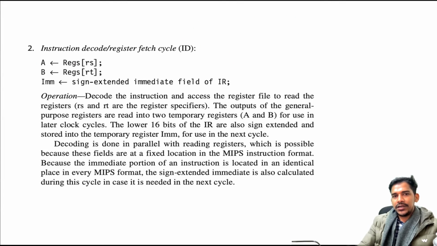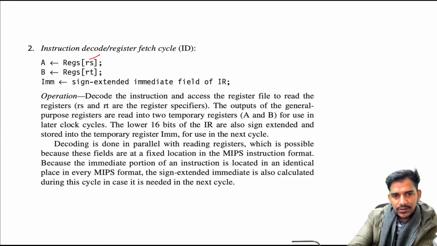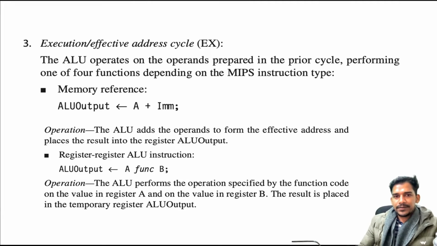And then in the instruction decode or register fetch cycle, what we are doing is we are fetching the source registers into the temporary registers A and B, and if there is an immediate value, that immediate value will also be loaded, and then in the next cycle execution will be performed, right? So decoding and register read is done in parallel. This is a very important point.